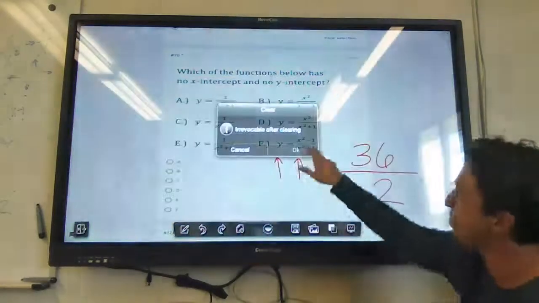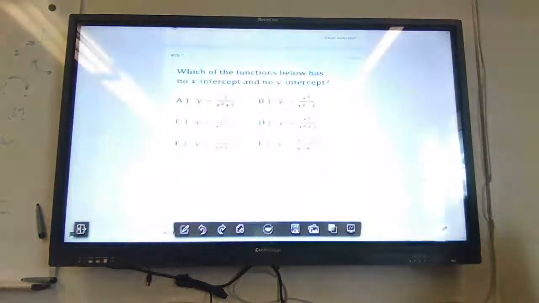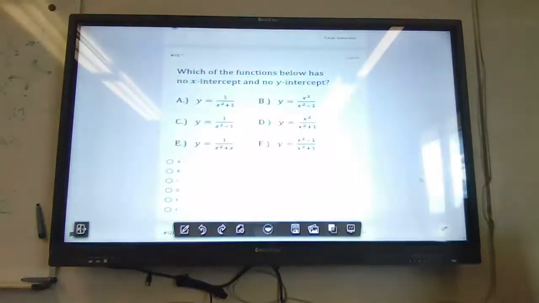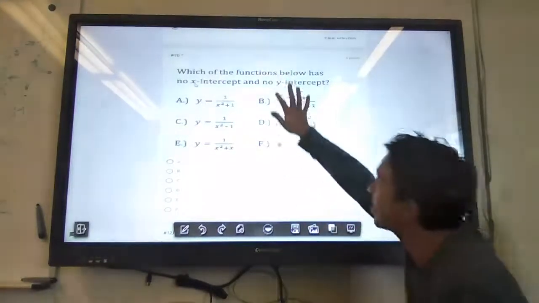This one's a little bit weirder. Which function below has no x-intercept and also no y-intercept? What do you guys think? Should I look for the no x-intercept first, or the no y-intercept first? Look for no x first, it'll narrow it down more. Okay, there's no right answer to that question. It's a matter of opinion. But in my opinion, it's easier to look for this first.